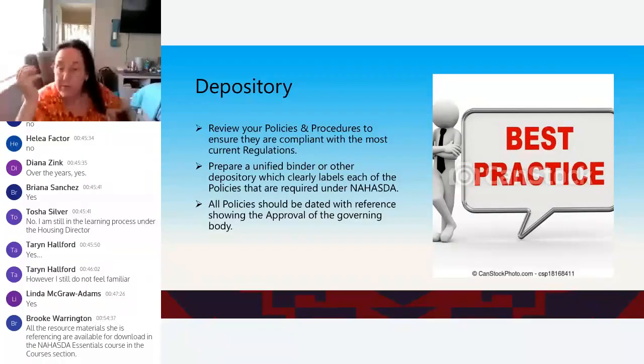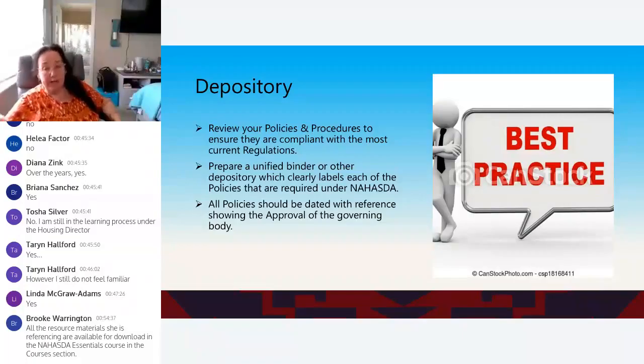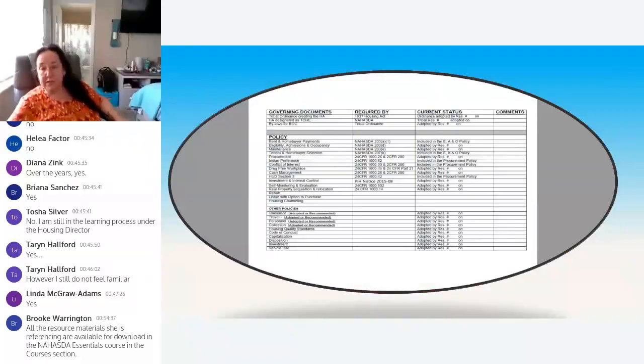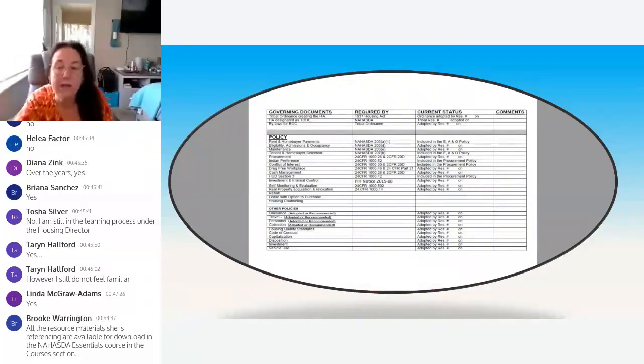Okay. So all your policies should be dated with references showing the approval of your governing body also. Really, really important that you make sure that happens. So, establish a document. Okay, this is our grievance policy. This is our code of conduct. This is our disposition. This is our vehicle use policy. This is our Indian preference policy.